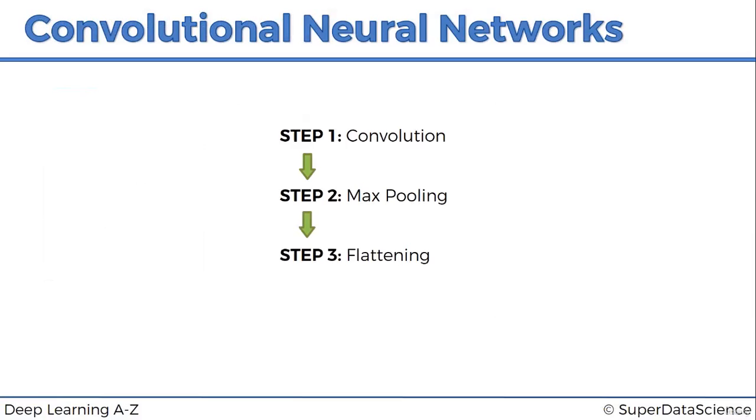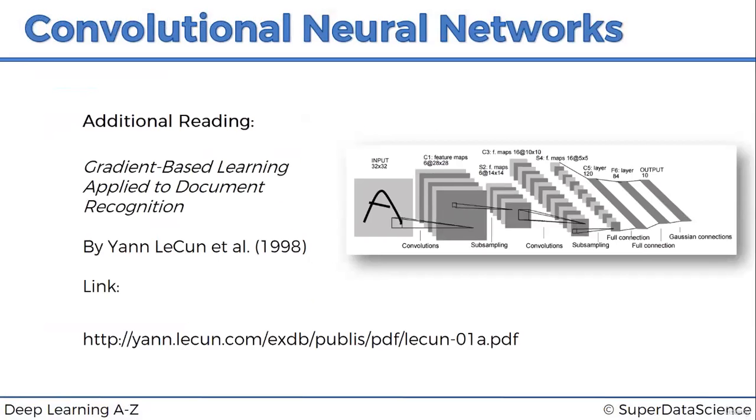Here we have some additional reading. The steps we are going to go through for these images are: step number 1, convolution; 2, max pooling; 3, flattening; and the last one is full connection. I can imagine that probably none of these words mean much to you at this particular moment, but by the end of this course, you will understand them.